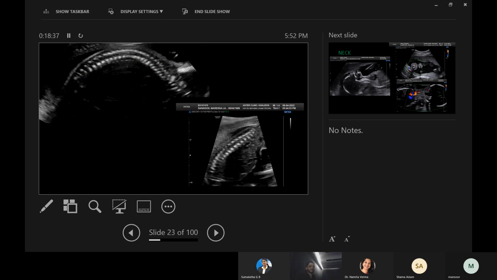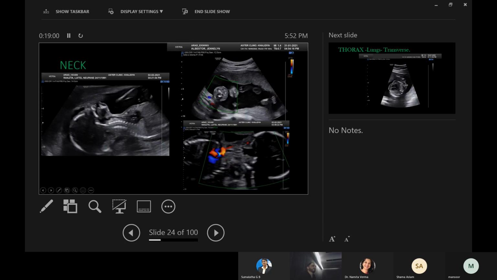This is the sagittal plane of the spine, the two lines, and the third line is the intact skin. Always make sure there is some amniotic fluid around the spine. If it is adherent to the uterus, then you cannot be very sure of a defect. And this again is to look for the sacral tip.